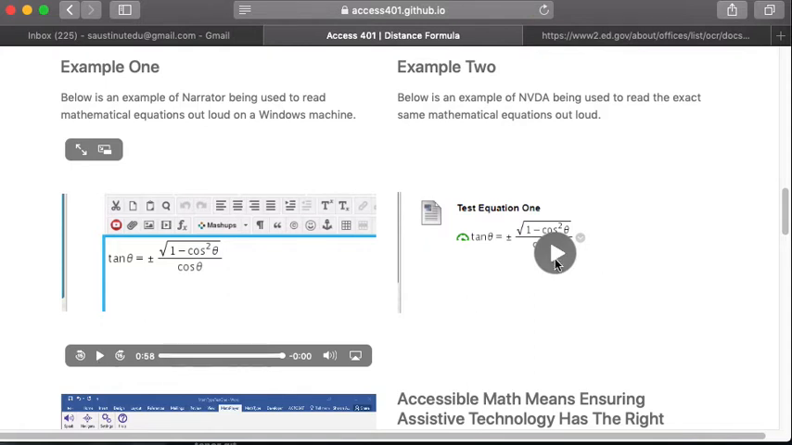Okay, exact same equation. Exact same setup. Our automated checker is also saying exactly the same thing. I'm using a different browser.